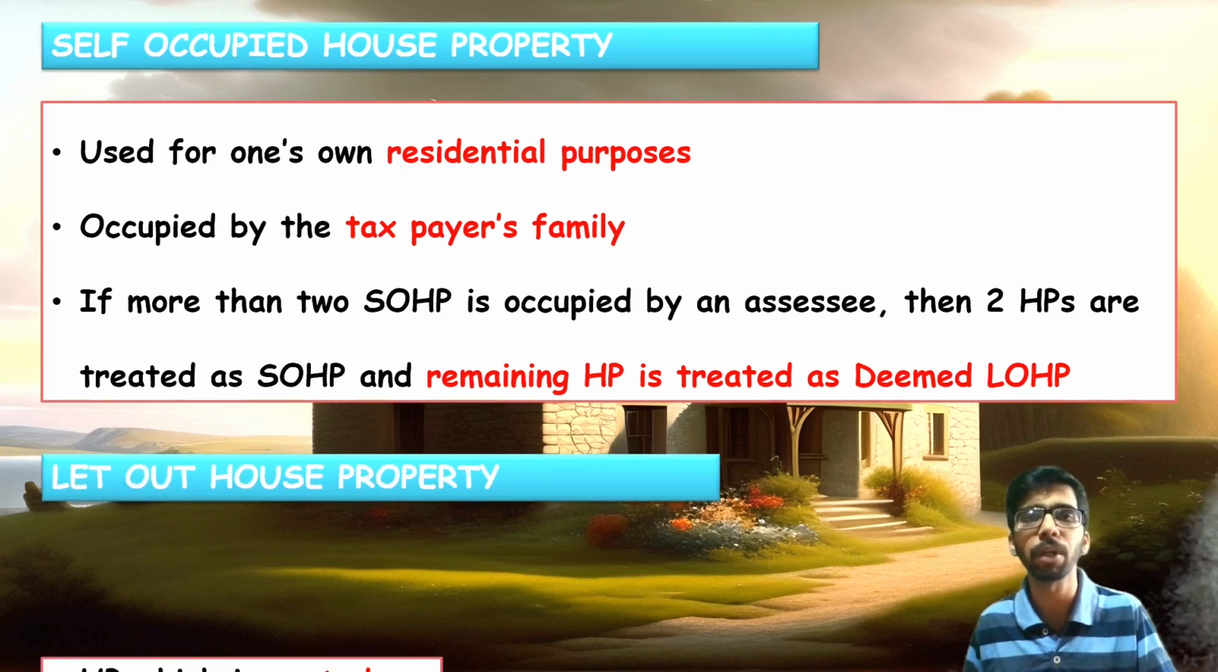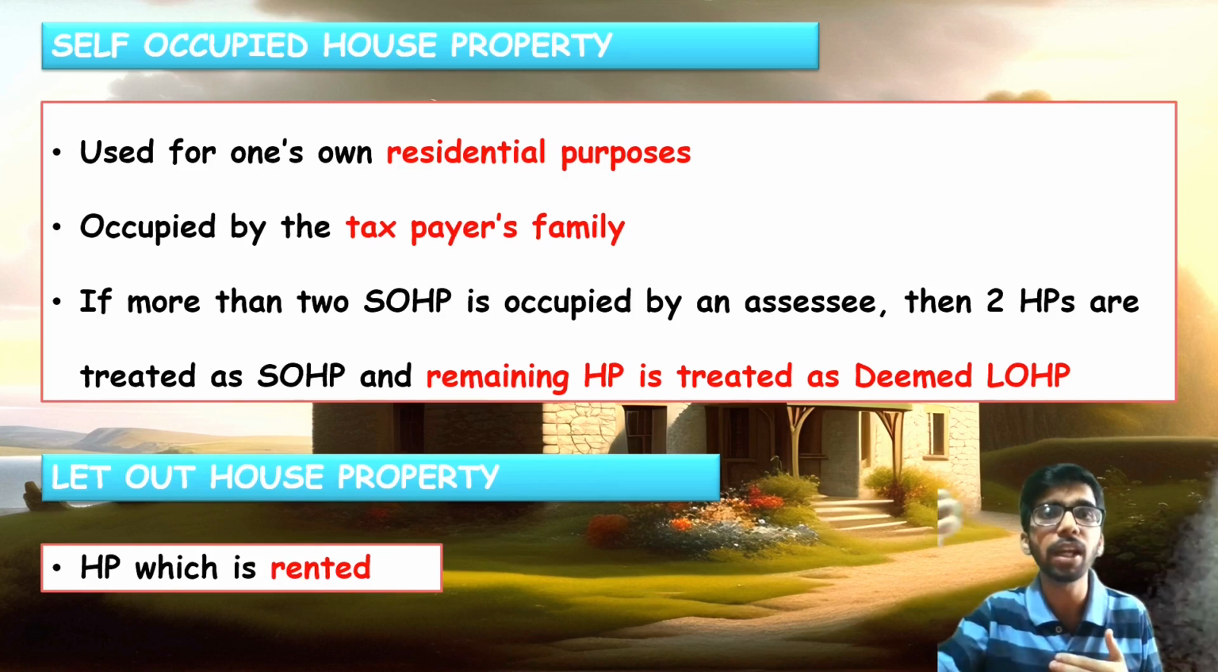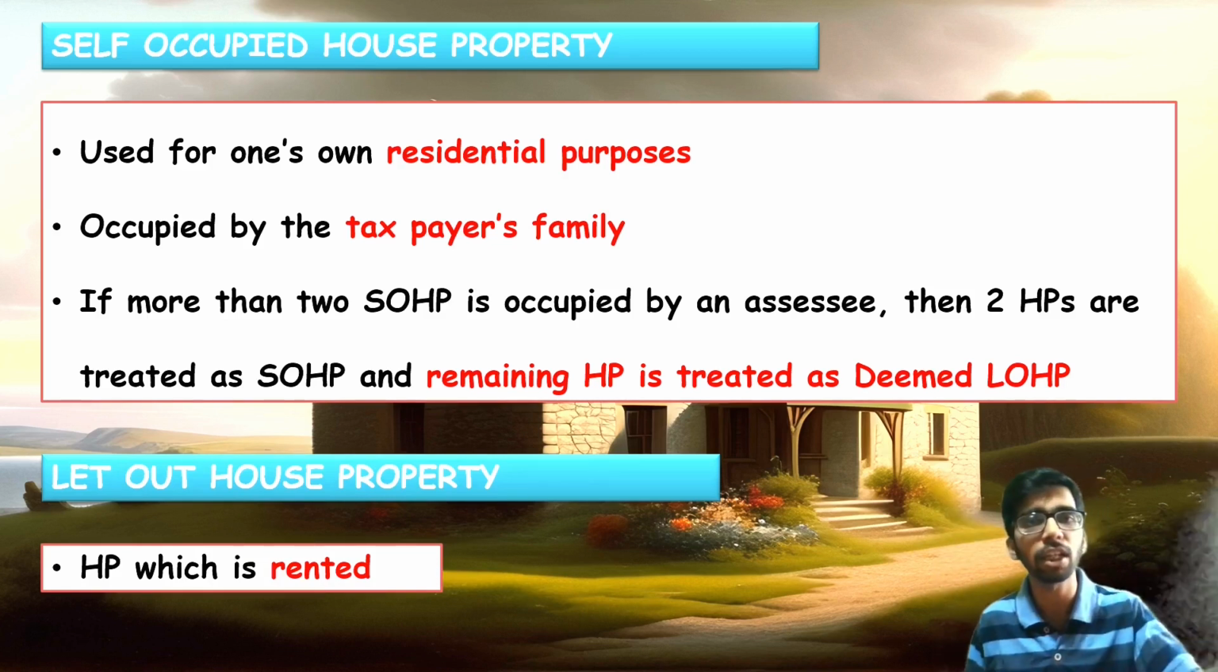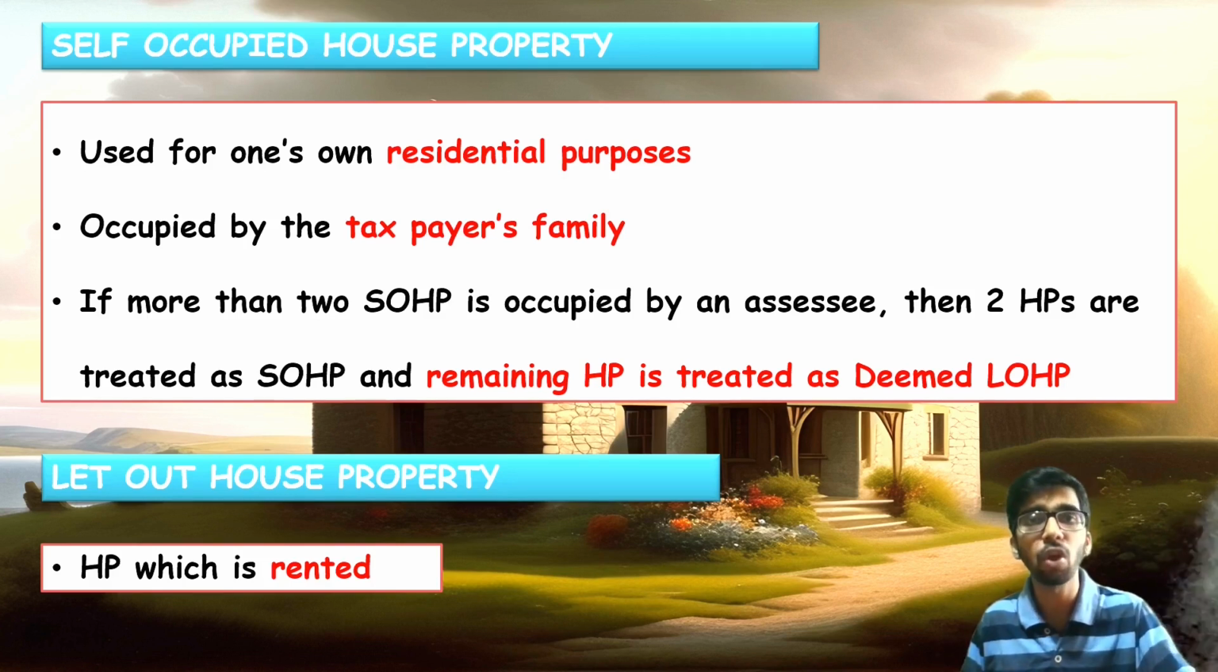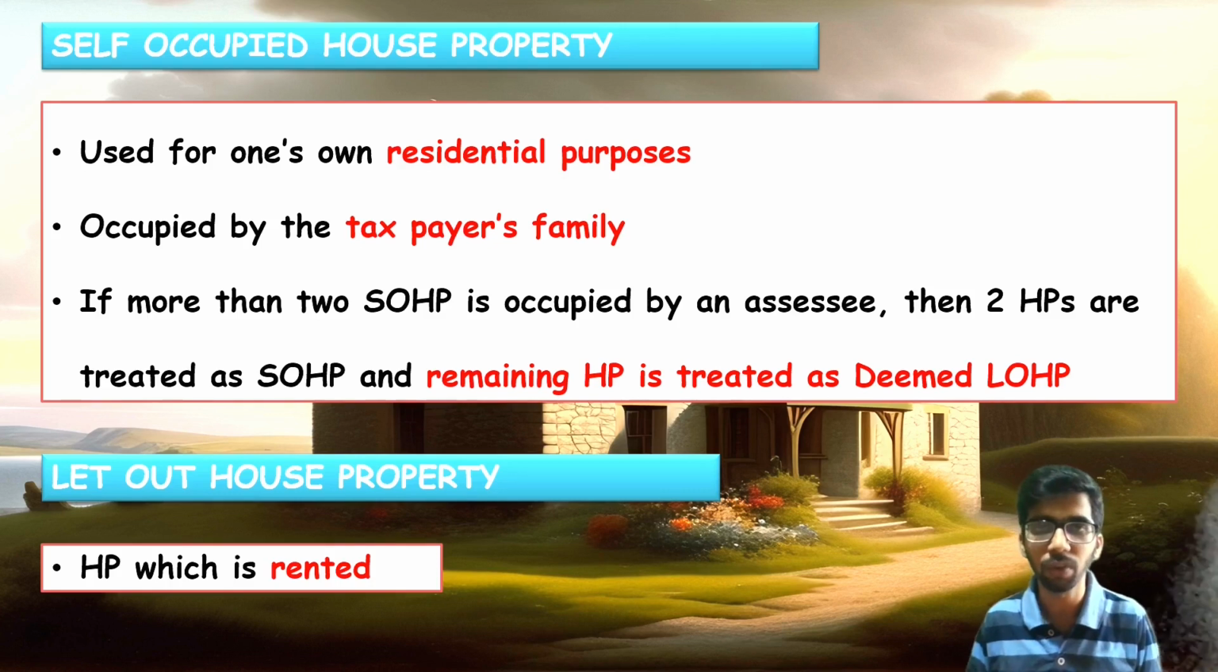The second classification is let-out house property. What do you mean by let-out house property? The house property which has been rented out, let out to any other person for staying. This assessee, being the registered owner, lets out his house property for rental purposes. The registered owner will receive the monthly rent from that person. That other person is called a tenant. Understood? This is a brief classification.